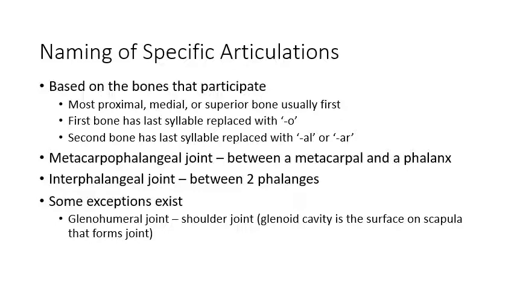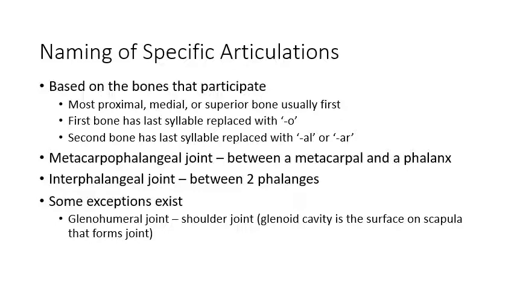The bone that comes first is usually going to be the one that is more proximal or more medial or more superior. But a lot of the time you can kind of switch it, so it could be either way. Just generally the one that is more proximal, medial, or superior would be named first. So you would just say the name of that first bone, except that the last syllable in the name is replaced with O, and then you say the name of the second bone, which would be the more distal or more lateral or more inferior bone in the joint. And where need be, you would replace the last syllable of that second bone's name with al or with r.